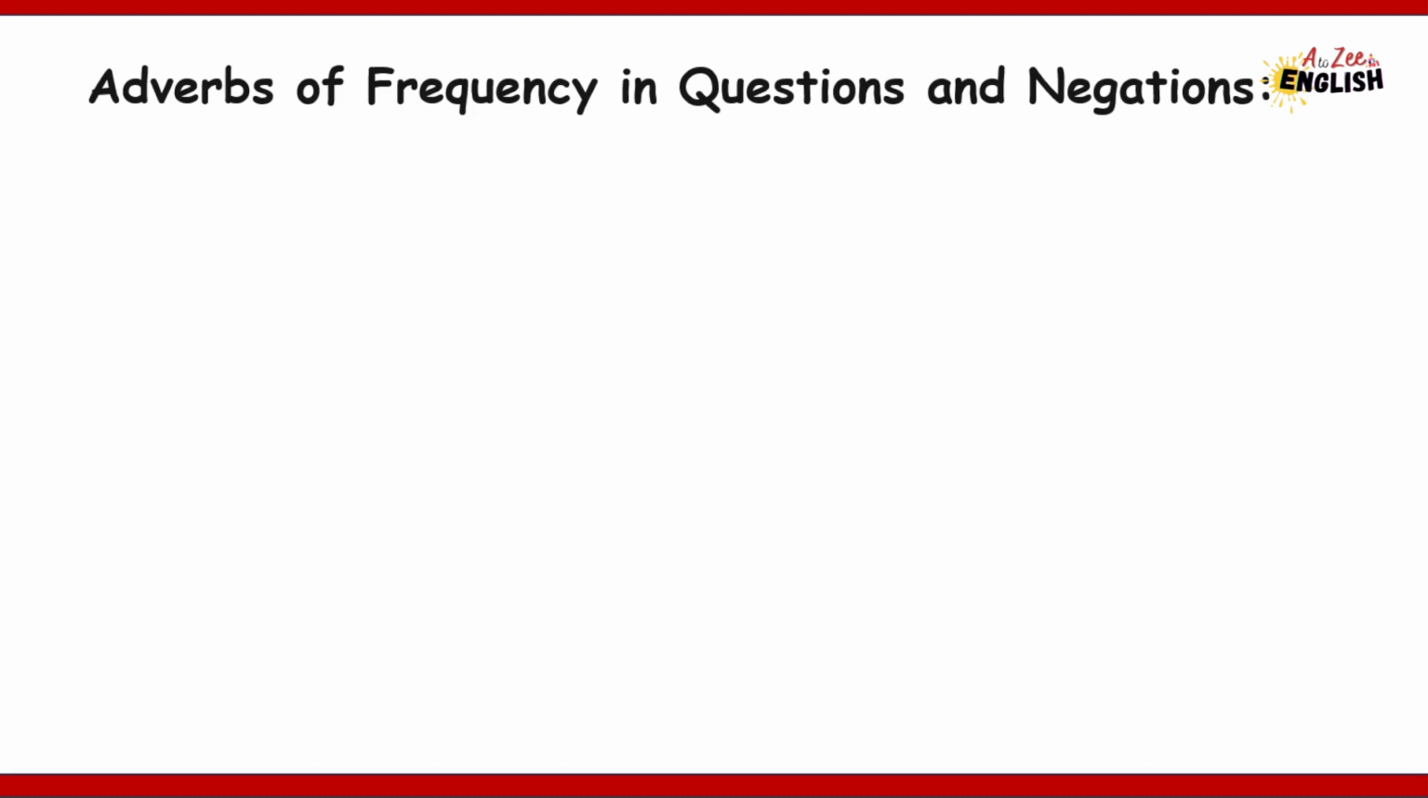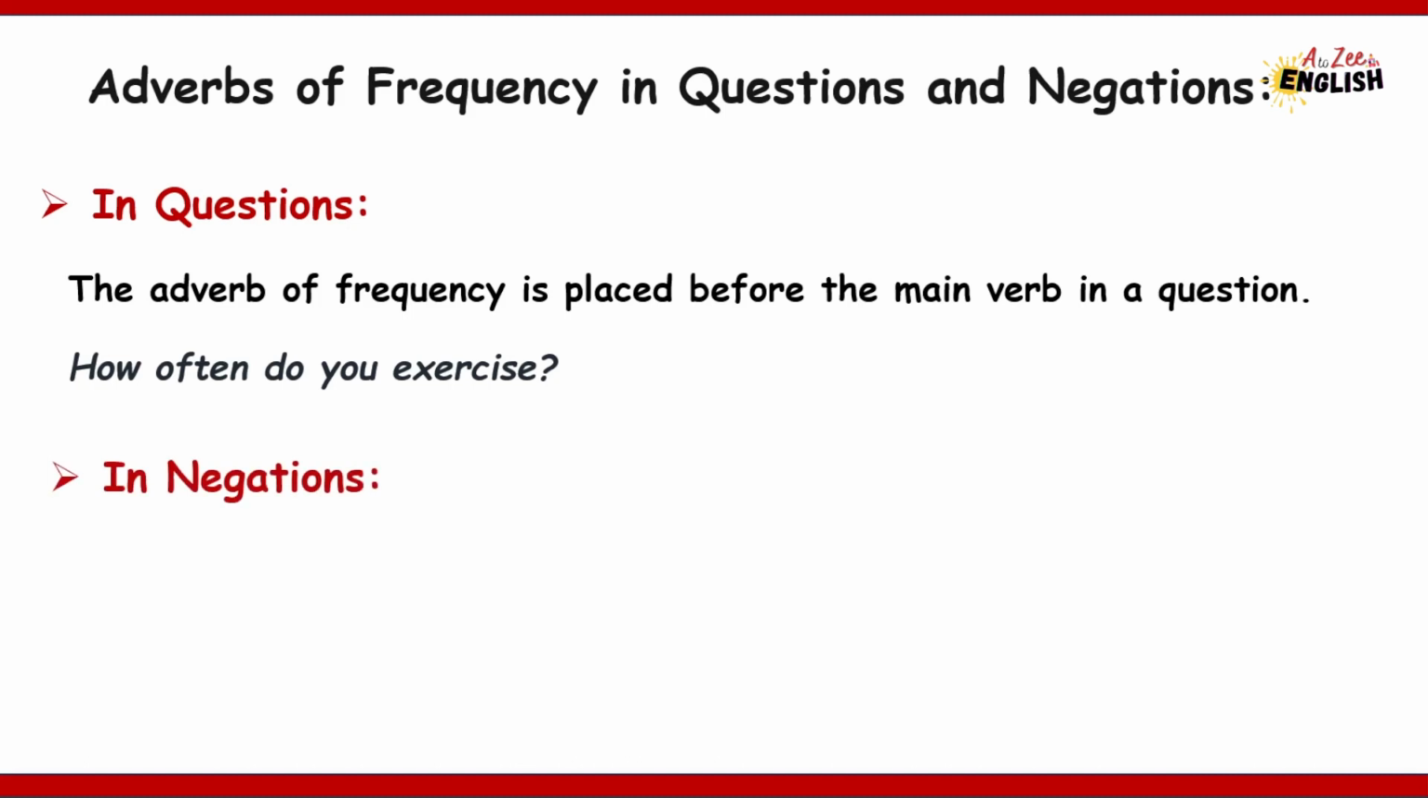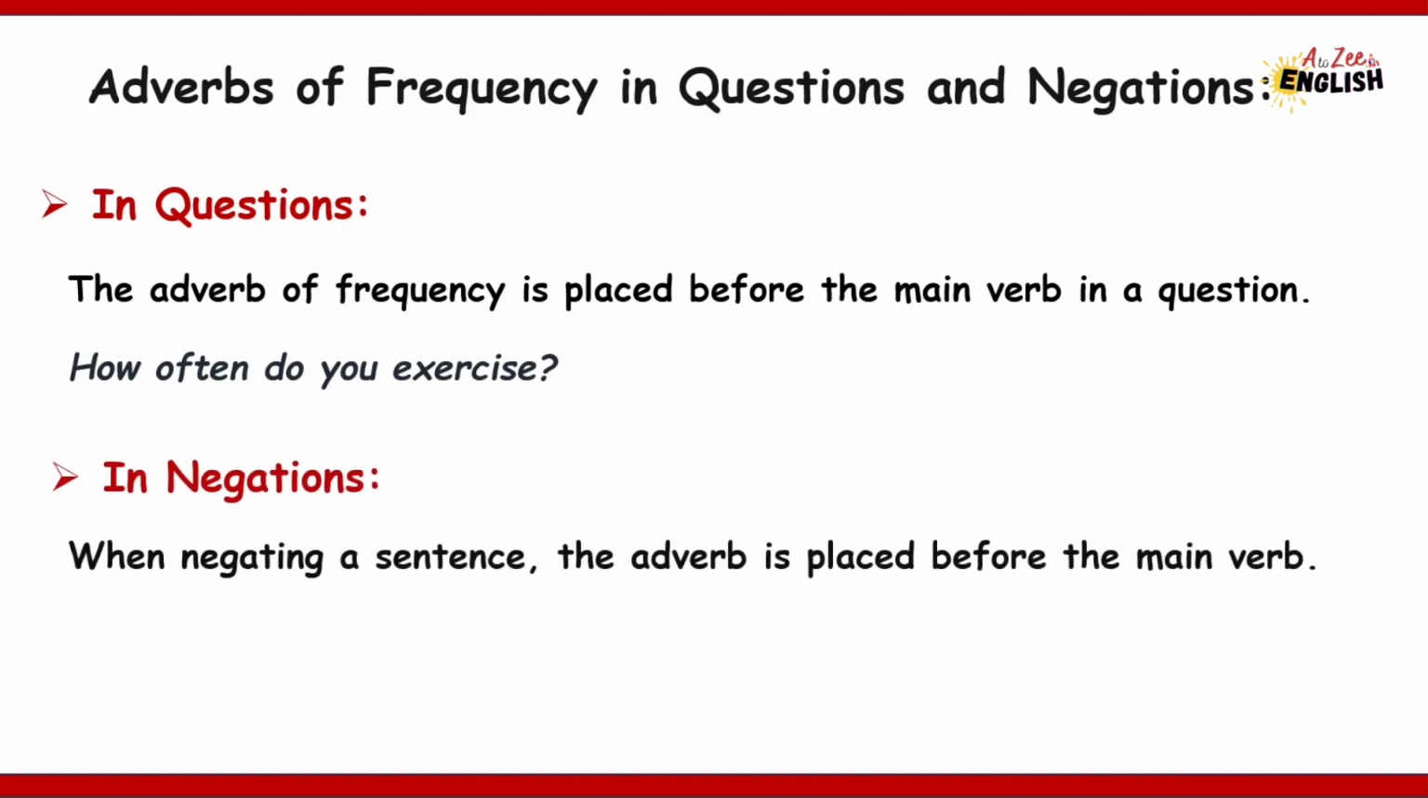Adverbs of frequency in questions and in negations. In question form, the adverb of frequency is placed before the main verb in a question. For example, how often do you exercise? And in negation, when negating a sentence, the adverb is placed before the main verb. For example, she rarely eats dessert.